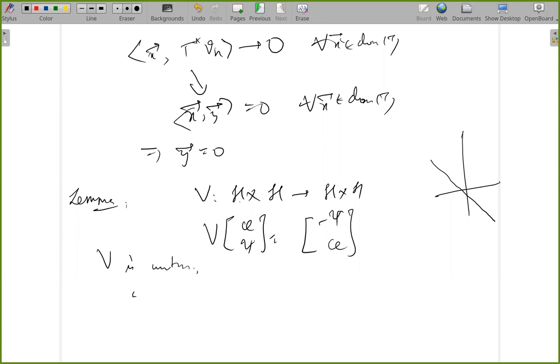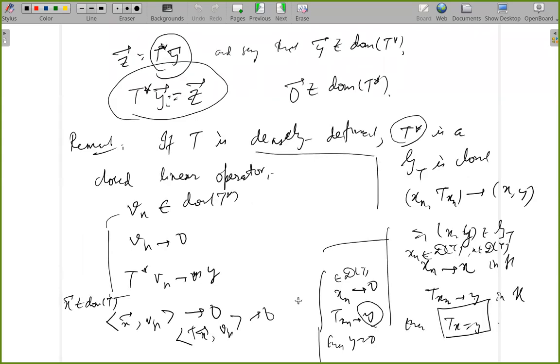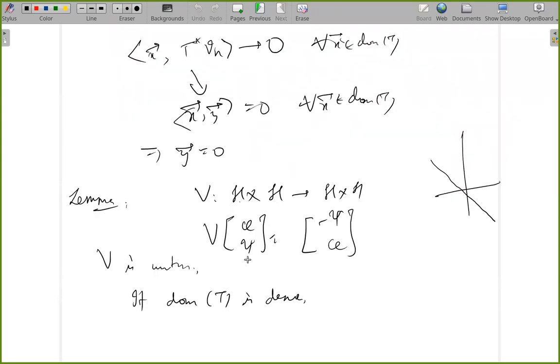So the lemma is: if the domain of T is dense, remember that is exactly the condition that we wrote here, then the graph of T star is equal to V applied to the graph of T, perp. The graph of T is a closed subspace of H cross H. I'm applying this unitary operator and ending up with another closed subspace. Here I'm looking at the perp. It's again just manipulation of inner products, but it will help us prove a couple of theorems quite easily.